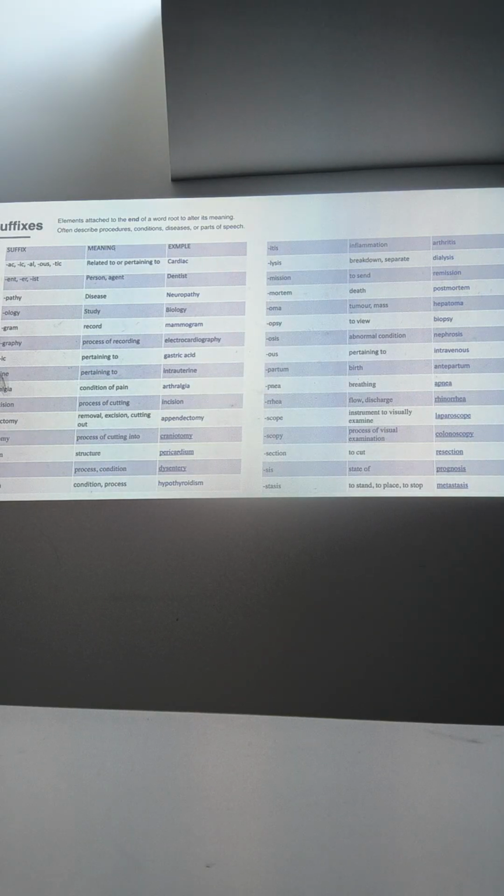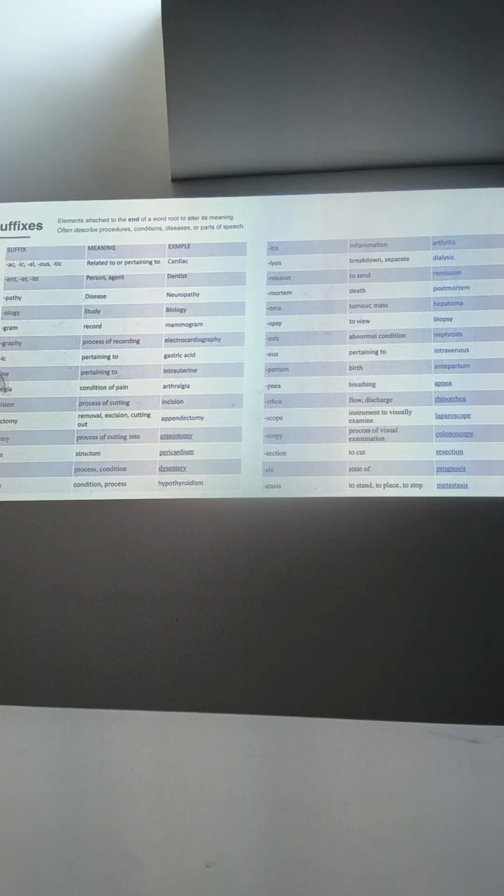And then -oma is tumor or mass, so hepatoma, so that's a tumor in the liver, hepat-. And then -opsy is to view, so biopsy, that kind of thing. Then -osis is abnormal condition, nephrosis, abnormal condition of the kidney. -Ous is pertaining to, so intravenous, membranous. -Partum is birth, so antepartum, postpartum. Then -pnea is breathing, apnea. Then -rhea is flow or discharge, so rhinorrhea, so it's when your nose kind of runs a little too much, maybe you got some allergies going on.